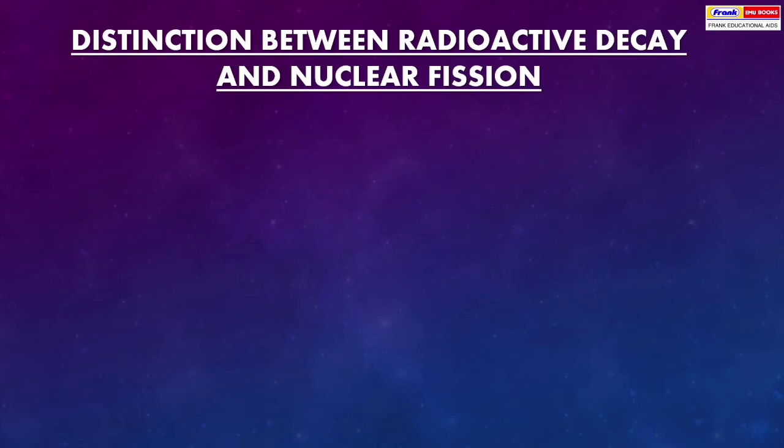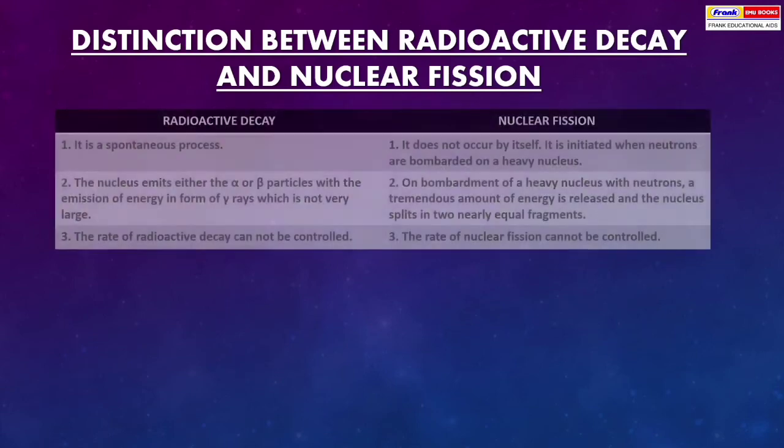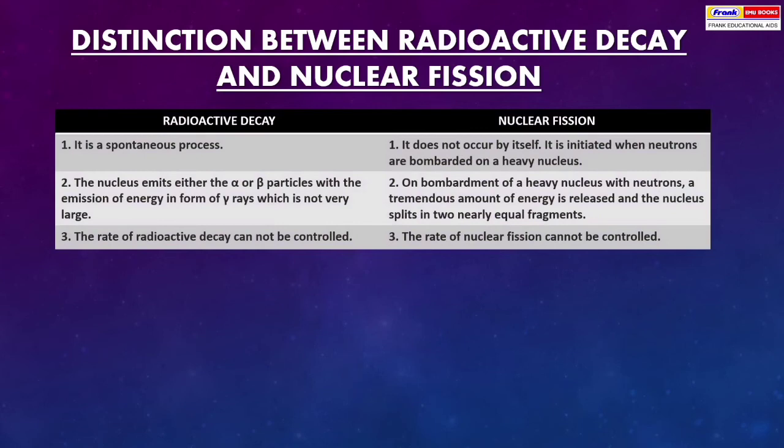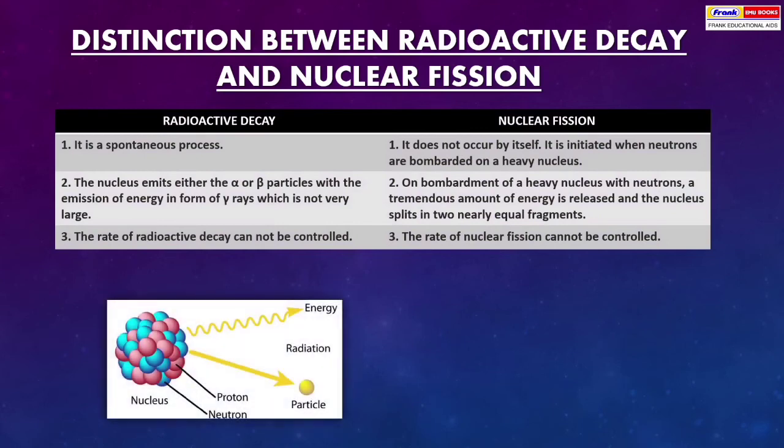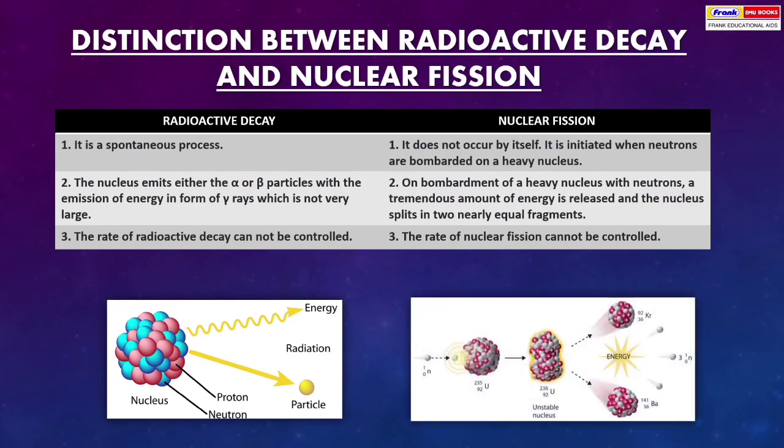Distinction between radioactive decay and nuclear fission. Radioactive decay is a spontaneous process. The nucleus emits either an alpha or beta particle with the emission of energy in the form of gamma rays, which is not very large. The rate of radioactive decay cannot be controlled. Nuclear fission does not occur by itself. It is initiated when neutrons are bombarded on a heavy nucleus. On bombardment of a heavy nucleus with neutrons, a tremendous amount of energy is released and the nucleus splits into two nearly equal fragments. The rate of nuclear fission cannot be controlled.